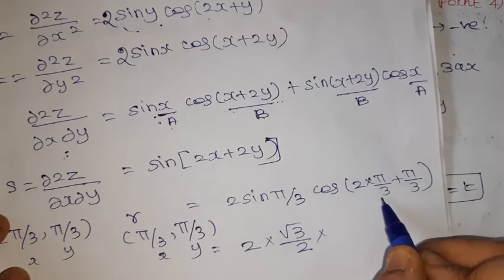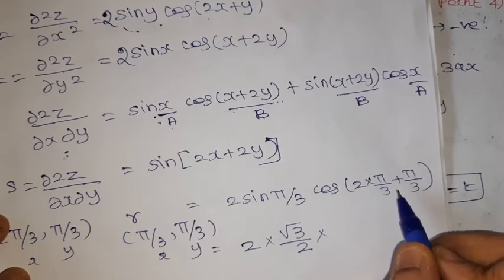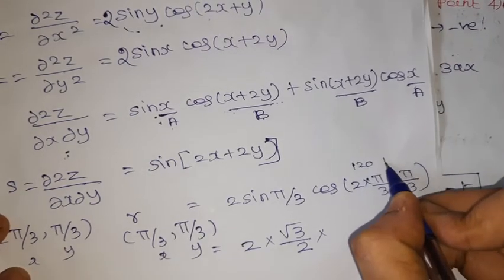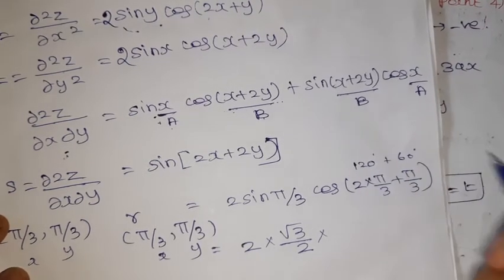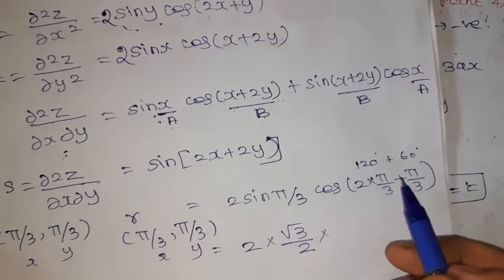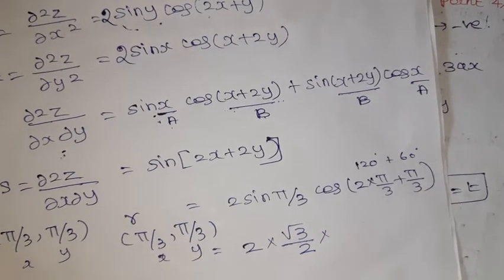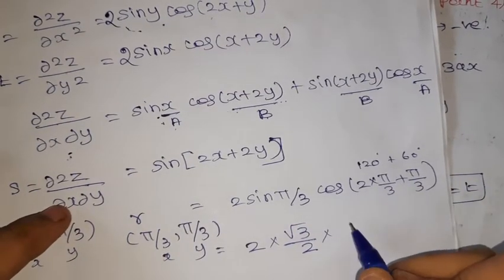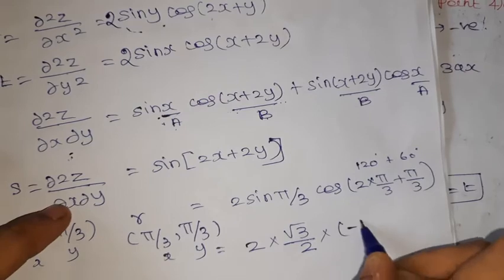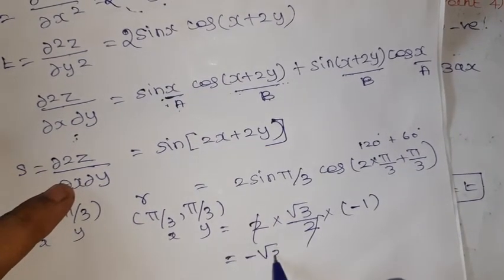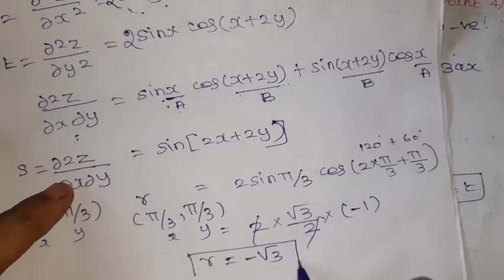2 into pi by 3, what is that? 2 by 360, 120. This is 120 plus 60 degree. 120 plus 60 degree, we can write it as 180 degree. Cos 180, what is the value? Minus 1. So this and this will cancel. What is the R value? R value is minus root 3.